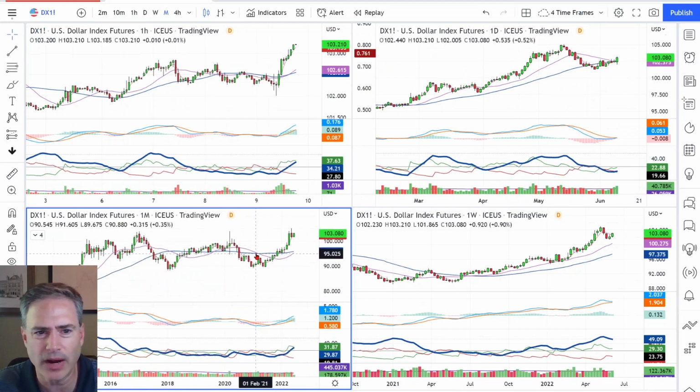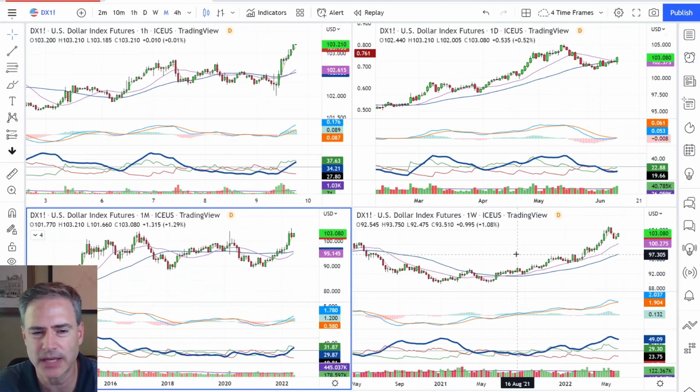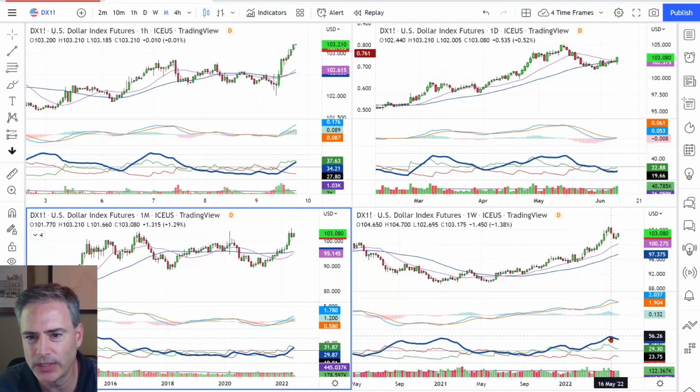Now the dollar, I wanted to add in as a potential index, just because it does have an effect on a lot of the other things we're looking at. This is a pretty powerful move. Look at how the ADX is crossing above on the monthly chart, and it's up to 30 and rising with good, strong green DI. Notice the power trend, we reached 56 on the up move on the weekly.